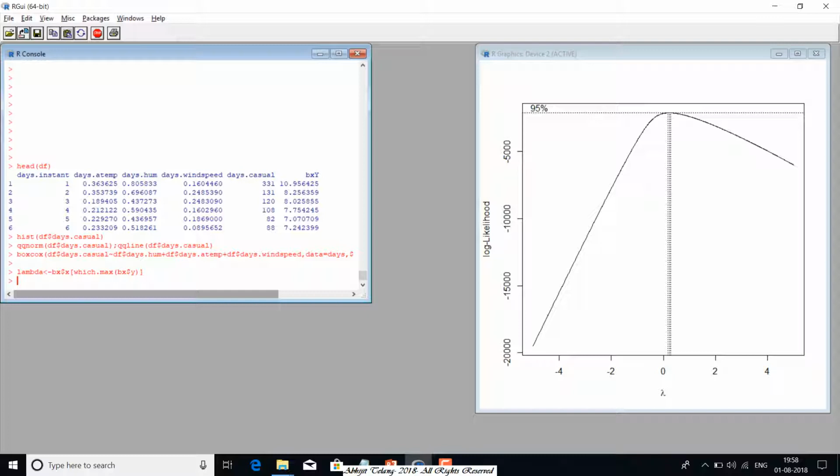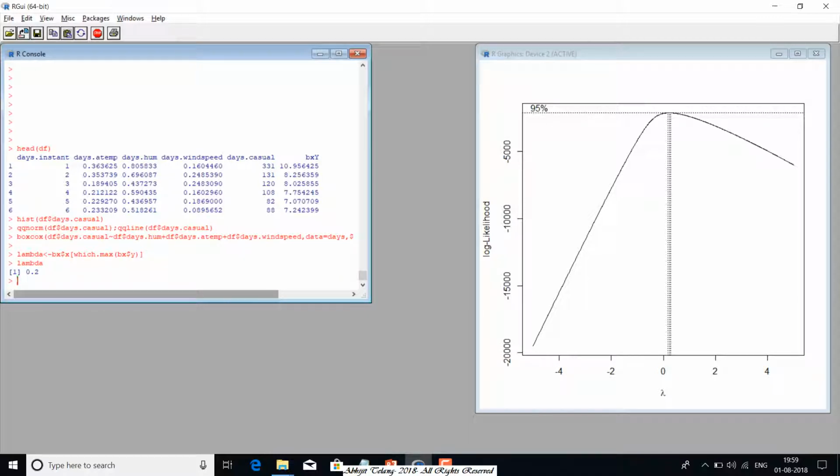So in this case, you can see that the plot tells me it's somewhere between 0 and 1, closer to 0. And to find the exact value, I'll have to back calculate the index, which I just did now through the index functions, and then I can quickly look at the value of lambda as 0.2.